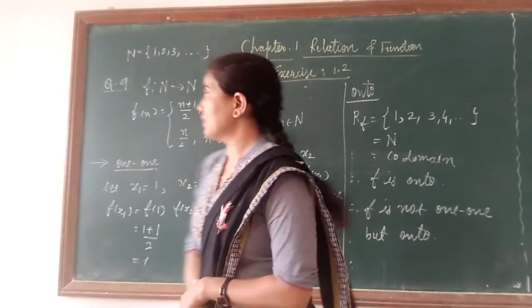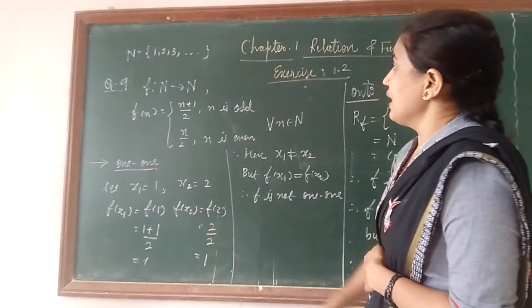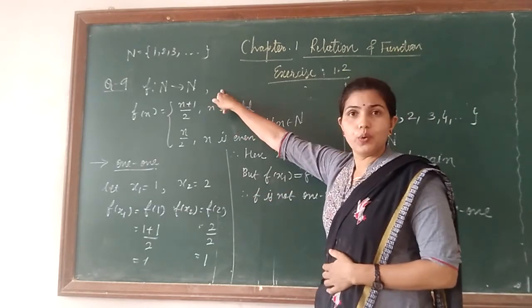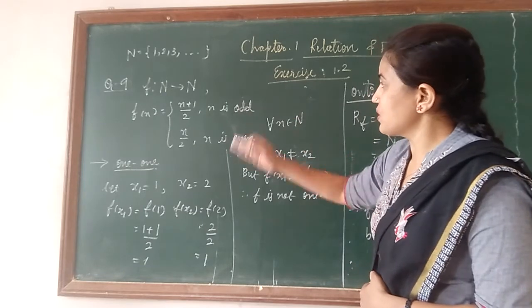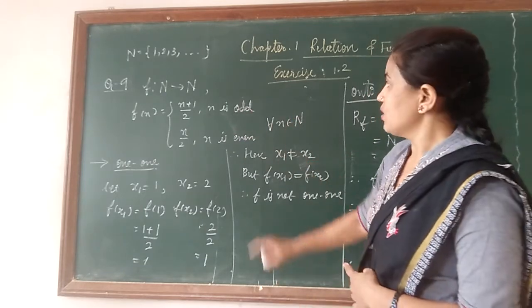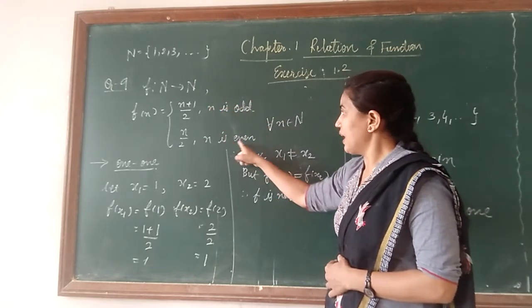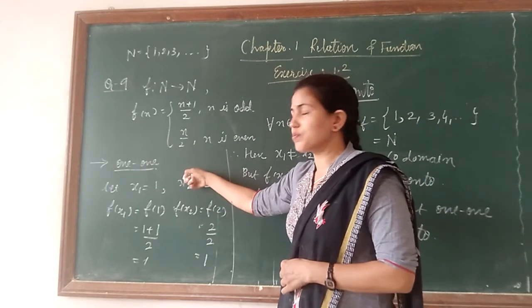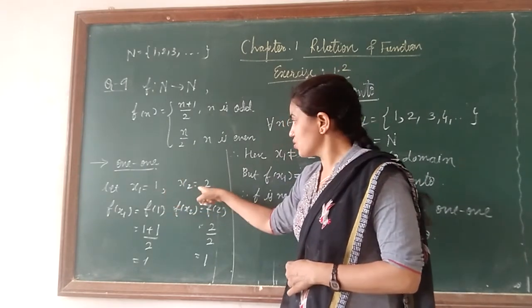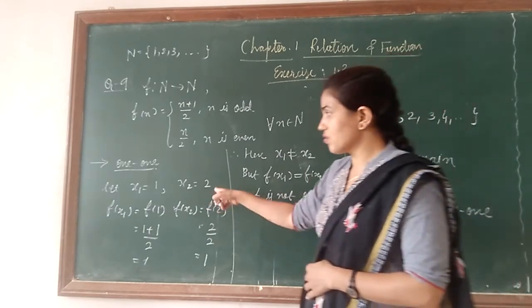Now this question, let me see again, as it is important for us. Here the function is N to N. f of n is defined as n plus 1 divided by 2 or n by 2. So how is it defined? If n is odd, then n plus 1 by 2. If n is even, then n by 2. So 1-1 is not true, as x1 is equal to 1 and x2 is equal to 2.